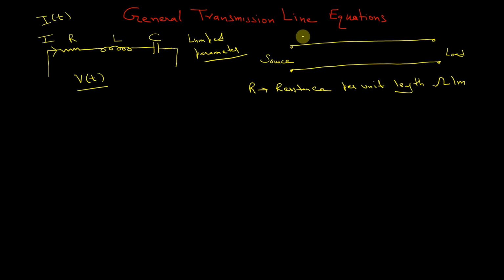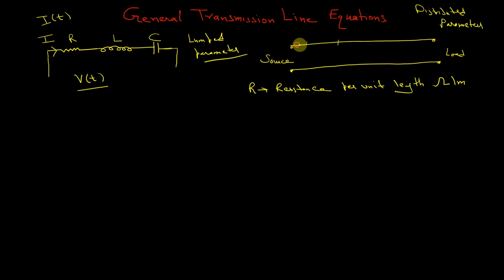You cannot say that in this portion we have a resistance only. It is throughout the length, so you will define resistance per unit length. These types of parameters are distributed parameters, because throughout the length we have a resistance.